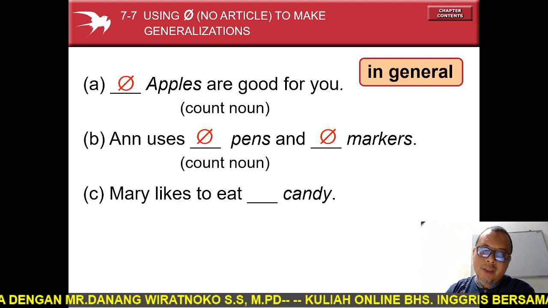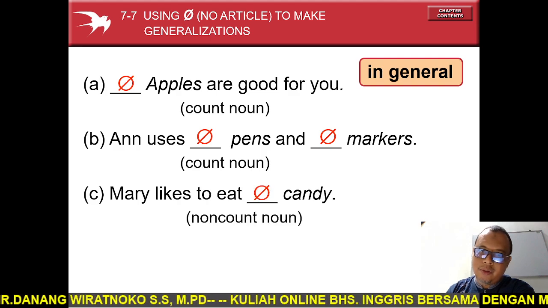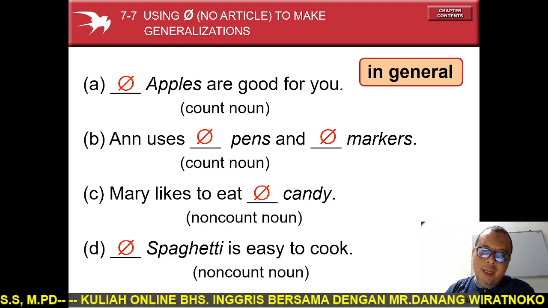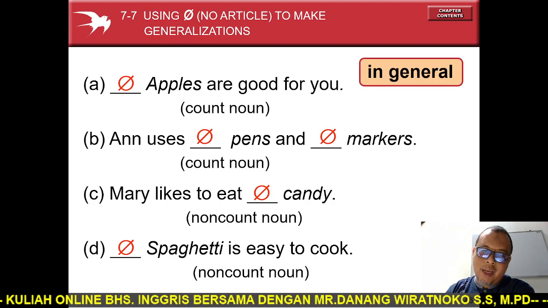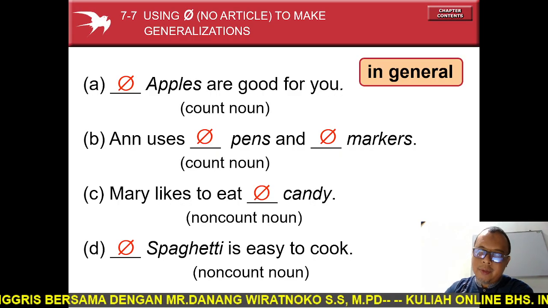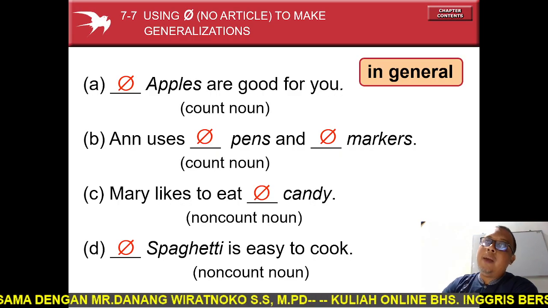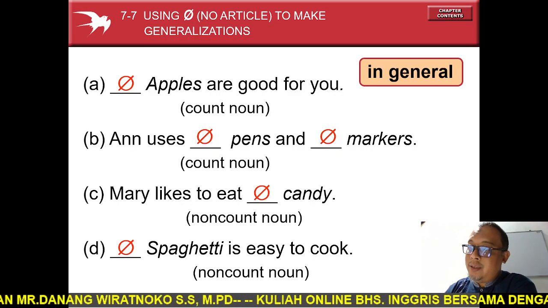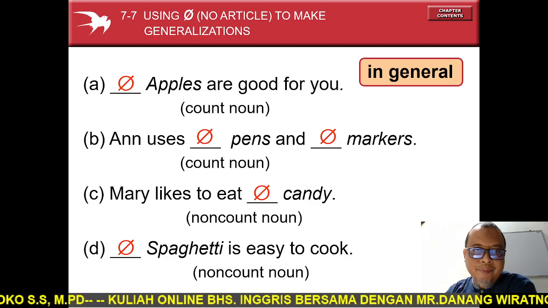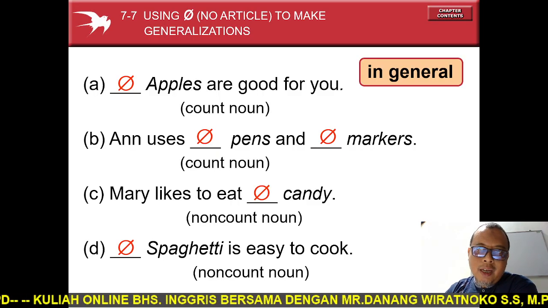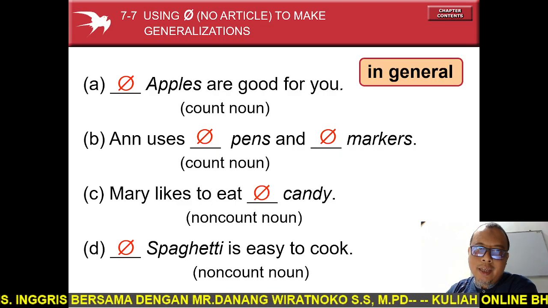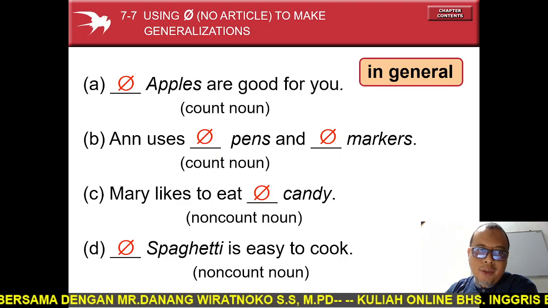Mary likes to eat candy. We don't use a or the. And spaghetti is easy to cook. Okay, and then we don't use a, an, and the. Okay, in general, maksudnya secara umum, apples are good for you. Yes, they say that an apple a day keeps the doctor away. Secara umum khasiat apel, apples are good for you, okay?